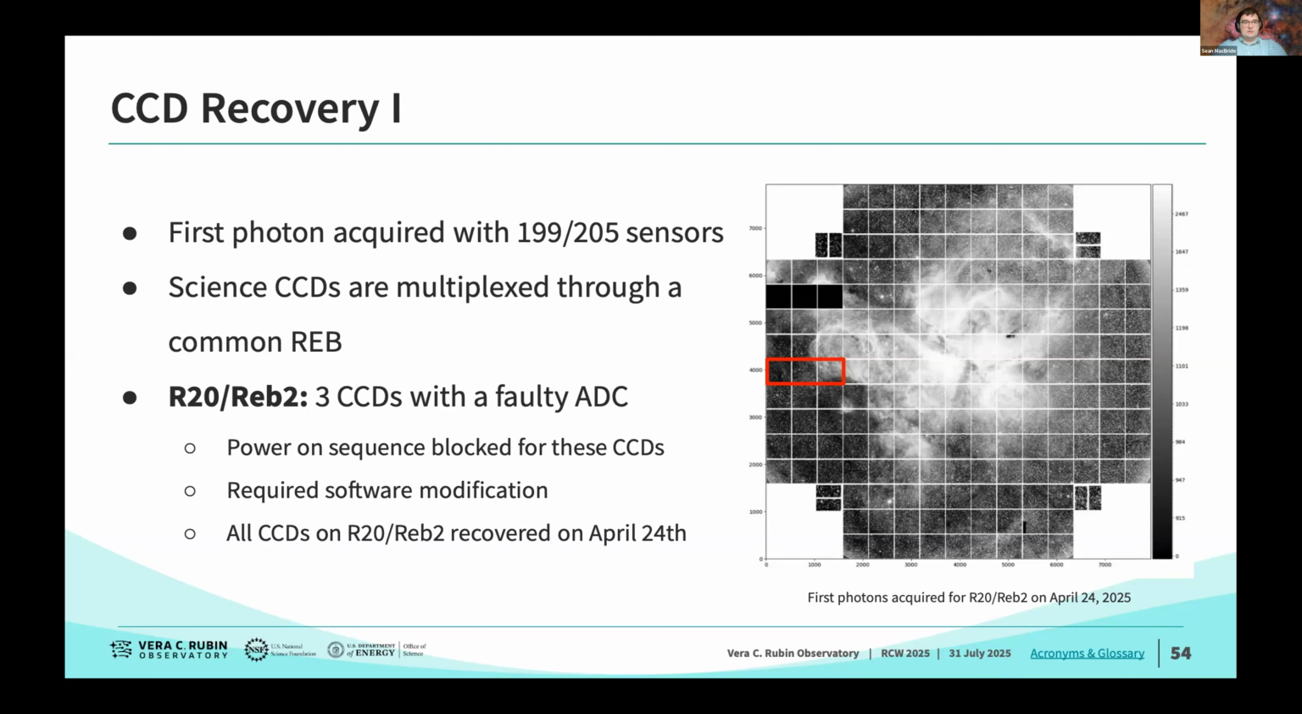So the first was in this location that's highlighted in red here. We had a faulty reading due to an analog digital converter, and this blocked our power on sequence because it identified it as a safety issue. Now, while this was frustrating, I want to highlight that this is a benefit of the sustained development of the camera control system software, that it was being safe in this instance and preventing us from turning on these CCDs. We were able to recover them through minor modifications to this code a little over 10 days later. So this is actually first photon for these CCDs with the LSST camera attached to the telescope.